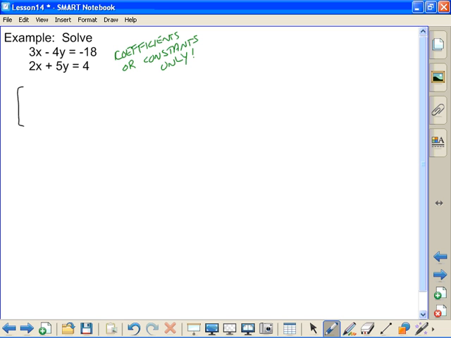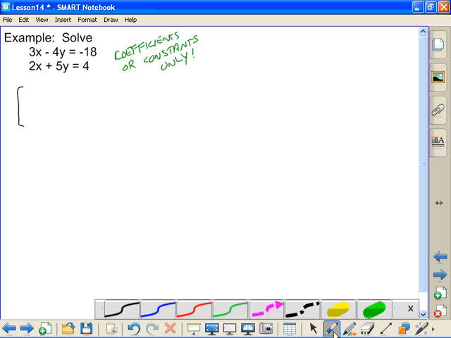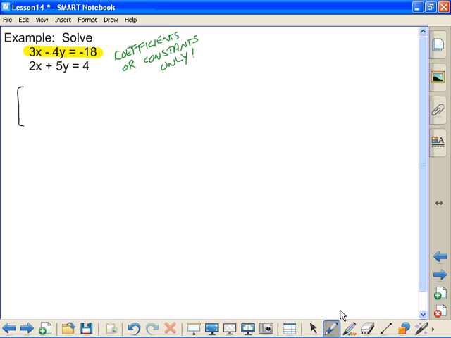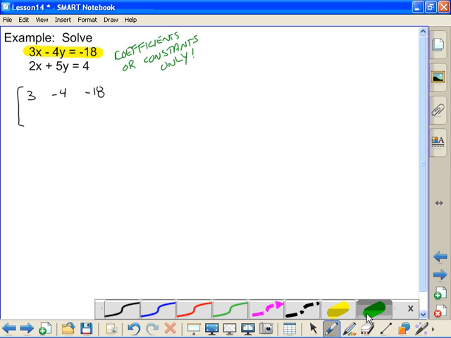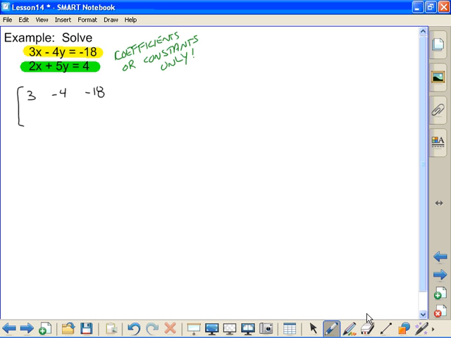So this first one, this is what you did in grade 10. You did elimination. You're going to, after this example, say, well, why would I not use elimination? Well, I agree, but I want to start with something you know. So the first equation, the one highlighted in yellow, in a matrix will look like this: 3, -4, -18. The second equation, which is in green, is going to look like this: 2, 5, and a 4.